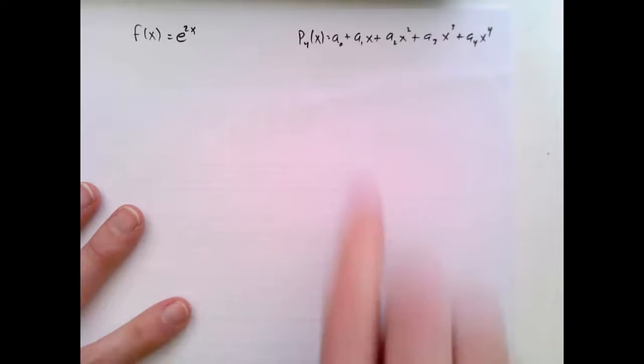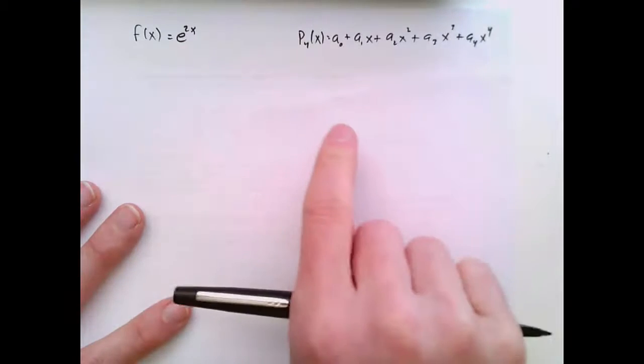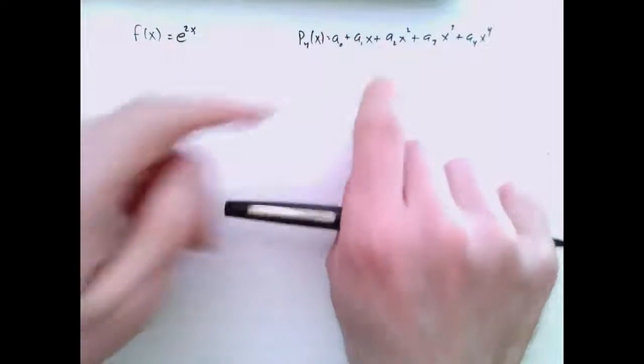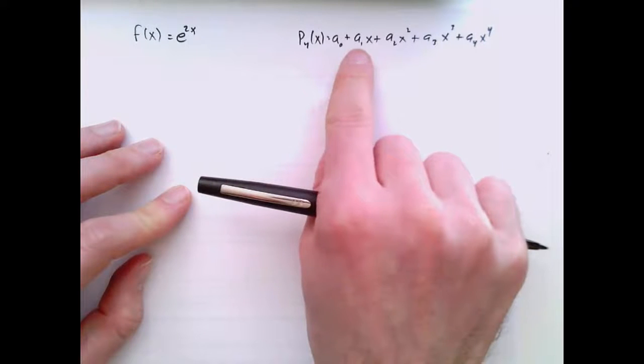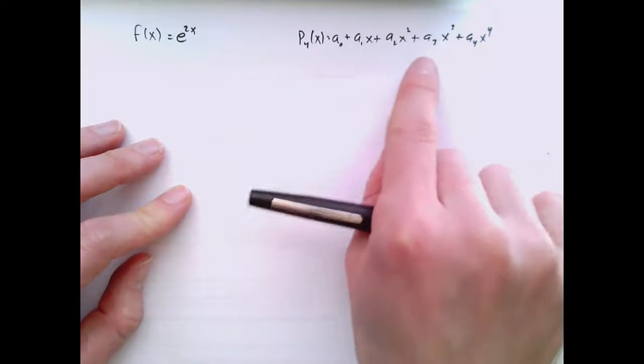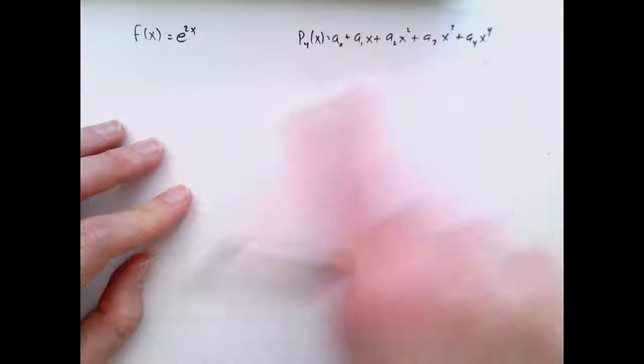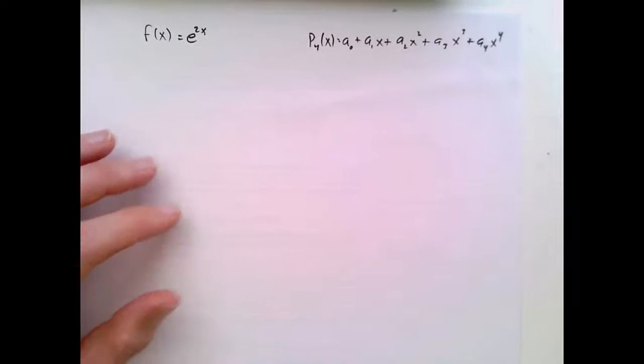Okay, so don't freak out. I know this looks complicated, but really, if you cover up the a's with your fingers, it's just number plus number x plus number x squared plus number x cubed. Just remember, it's a familiar fourth degree polynomial.